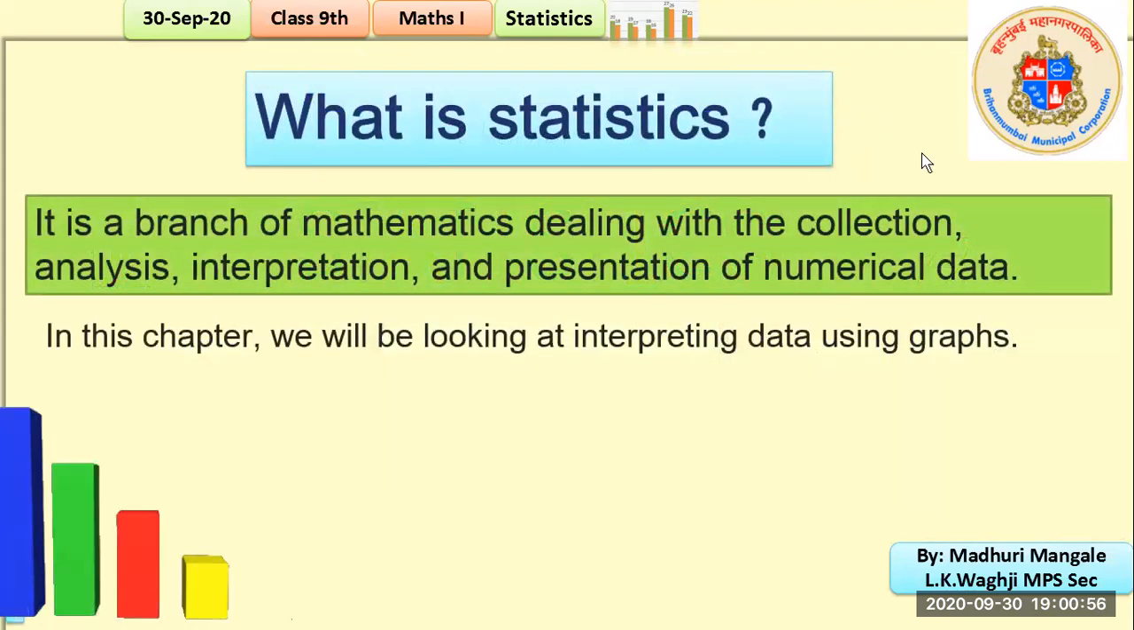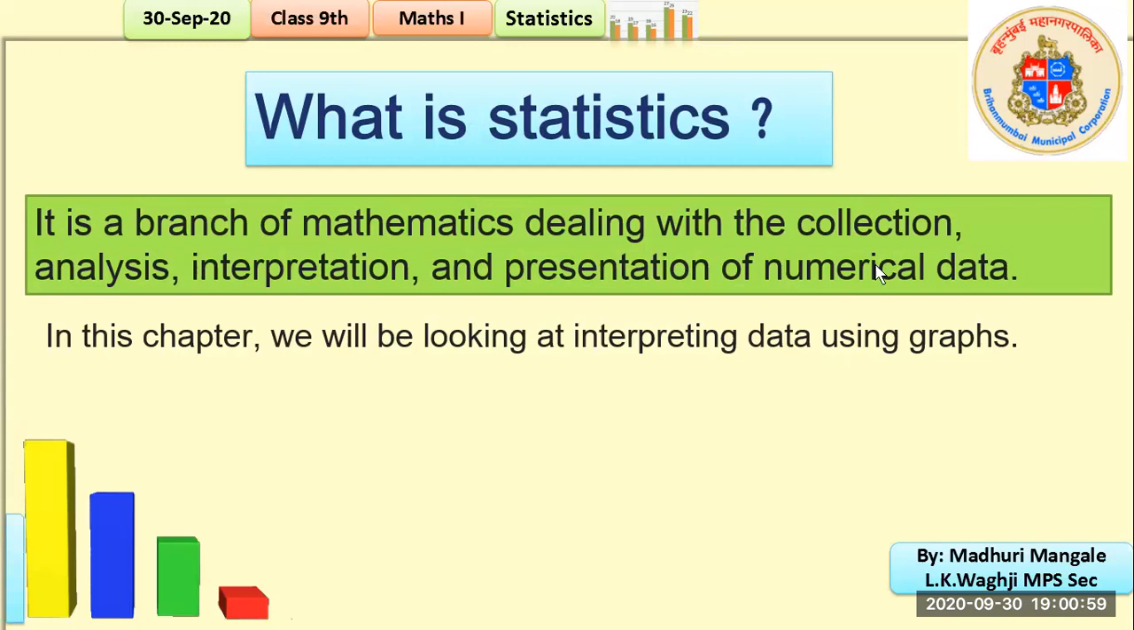The first question that comes to our mind is, what is statistics? So the definition goes this way: it is a branch of mathematics dealing with the collection, analysis, interpretation and presentation of numerical data. So it is basically, we are collecting data, we are analyzing it, we are interpreting the data. Some questions are there, we are trying to answer those questions, and then we are presenting the data in various type of ways. Okay, in this chapter we will be looking at interpreting data using graphs.